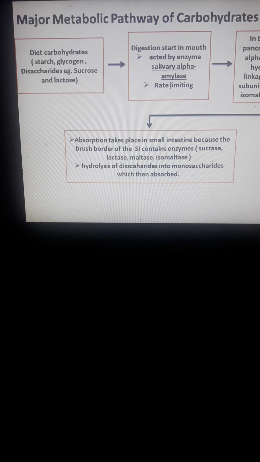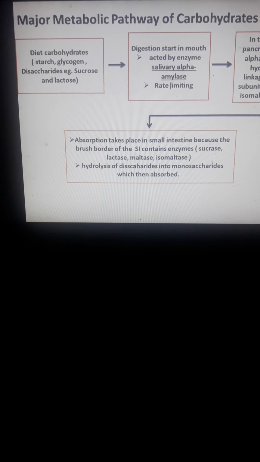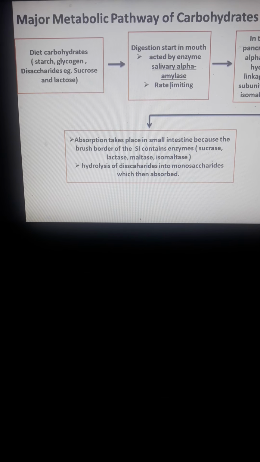For pancreatic, alpha amylase will hydrolyze 1,4 linkage of smaller subunits of maltose, isomaltose, dextrins, of course, to monosaccharides. So, if it is broken down to monosaccharides, for example, alpha amylase will hydrolyze linkage to smaller subunits like maltose. So, next to this one, maltose and isomaltose are disaccharides. It will be metabolized to a monosaccharide.